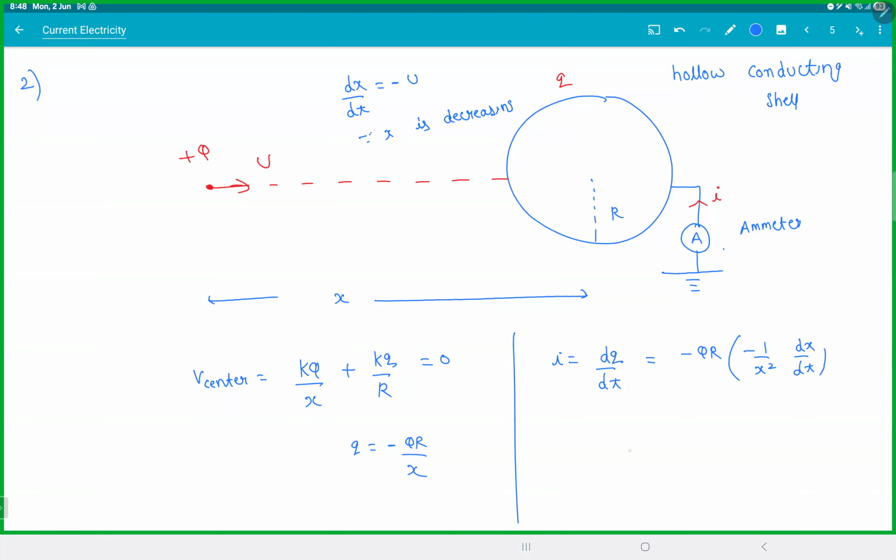So if you substitute here, we get I is equal to current qr by x square with a minus sign minus u. The minus sign indicates, now see, we thought q was positive, but q was negative. That means charge was not coming onto the shell, charge is going away from the shell into the earth. You're getting it? So we have taken the direction wrong. The sign will take care of it. So the negative indicates current is not flowing into the shell, current is going into the ground.